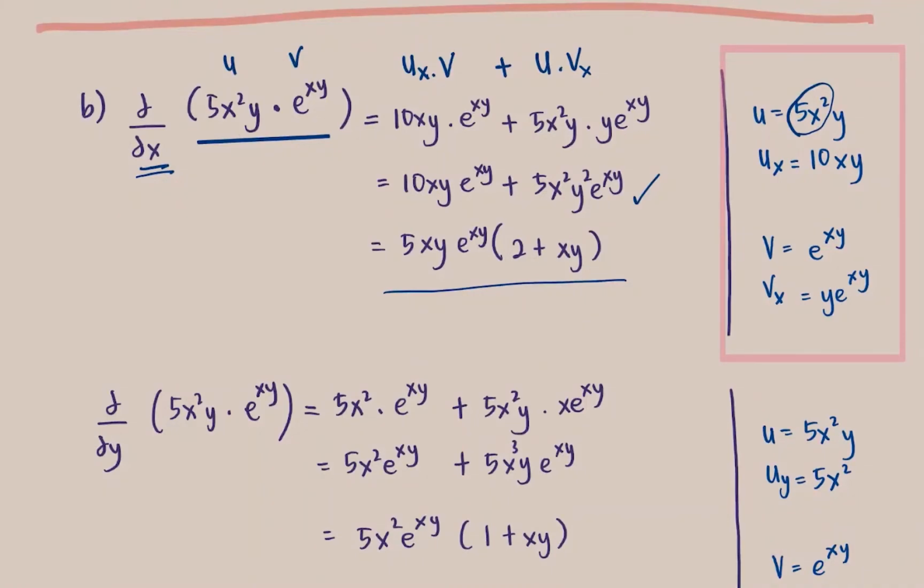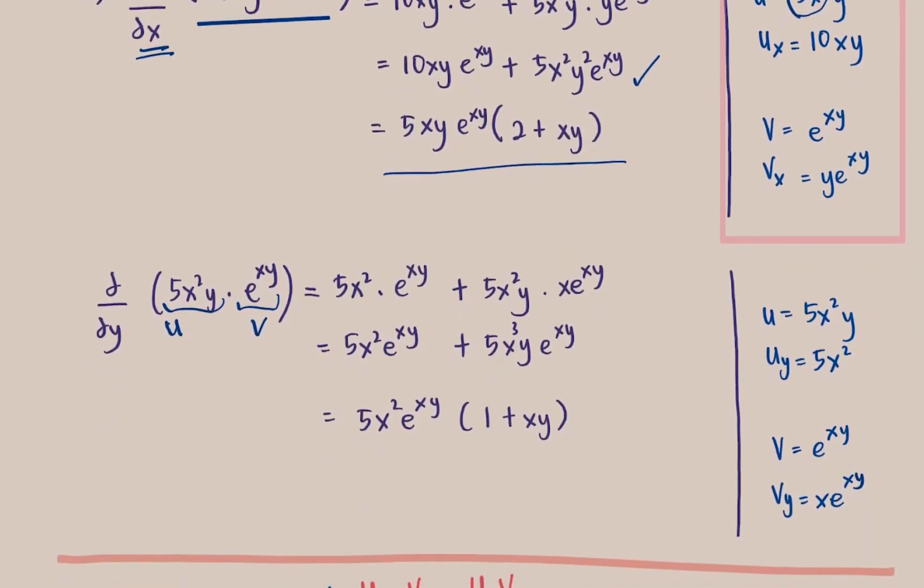For the next one, we need to differentiate u times v with respect to y, means 5x squared y times e^(xy), differentiate with respect to y. Okay, we still need to let u and v. This one is going to be u, and e^(xy) will be v. Right now, we need to differentiate both u and also v with respect to y. So we have u equal to 5x squared y, where we differentiate with respect to y, we assume x as constant. Therefore, uy is equal to 5x squared and v equal to e^(xy), and thus vy is equal to x e^(xy).